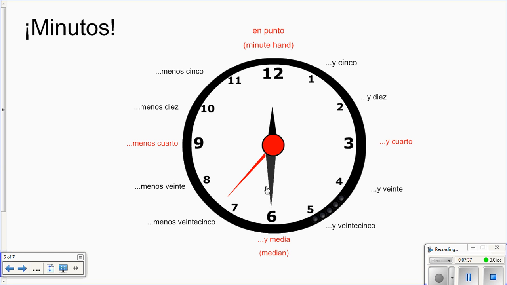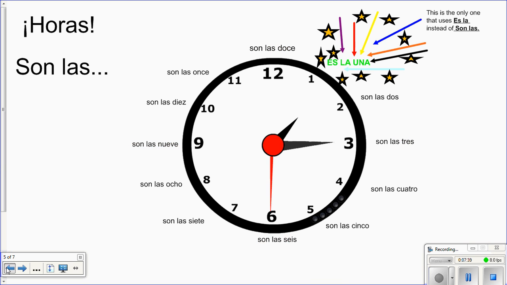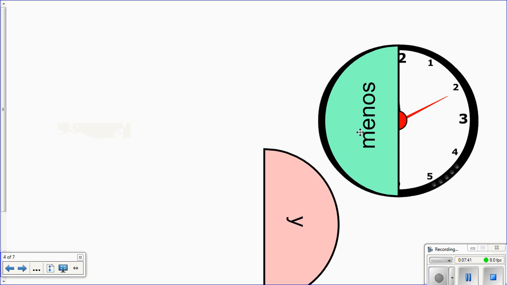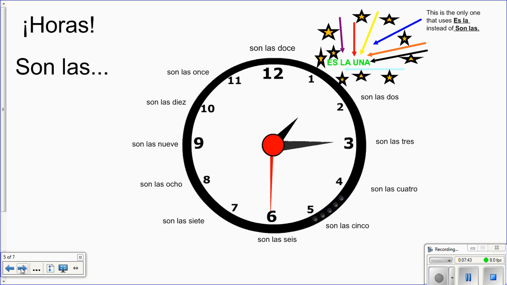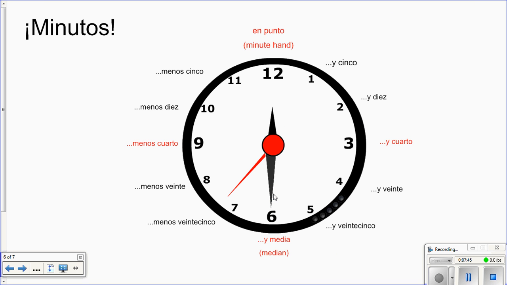Now we're going into that minus category that we had before. Right here, the minus category in blue, that's what we're going to deal with right now. So menos 25, perdón, menos 25, menos 20, menos cuarto in red because it's a quarter, menos 10, and menos 5.